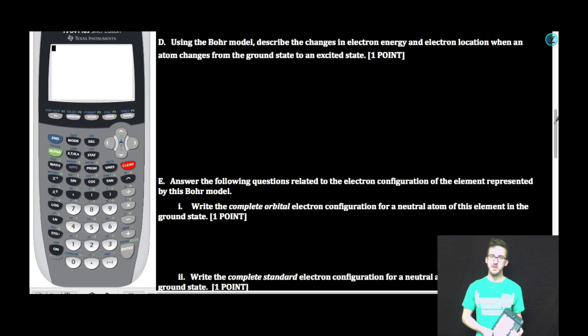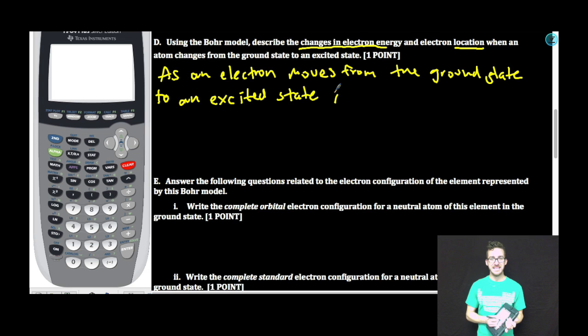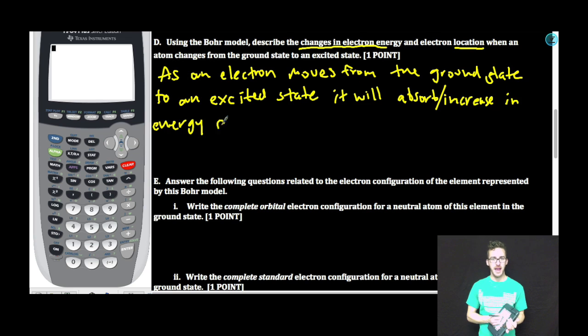Part D. Using the Bohr model, describe the changes in electron energy and energy location when an atom changes from the ground state to the excited state. Okay, we need to describe both the change in energy and location for our electron. As an electron moves from the ground state to an excited state, it will absorb or increase in energy and move further from the nucleus.